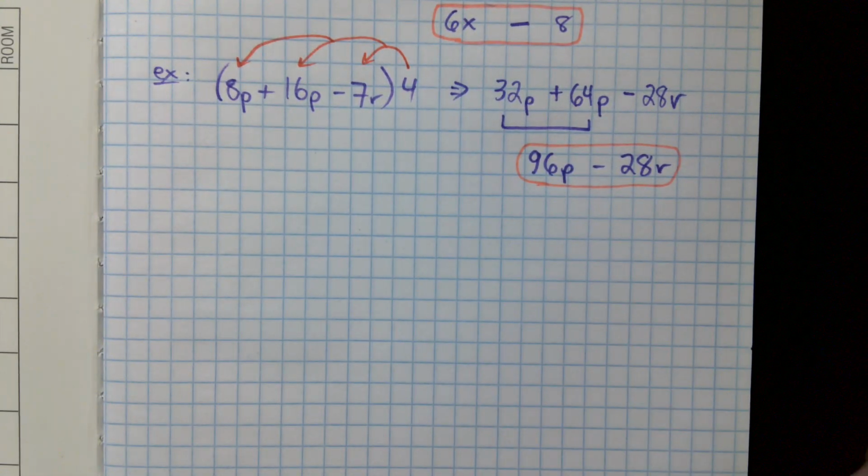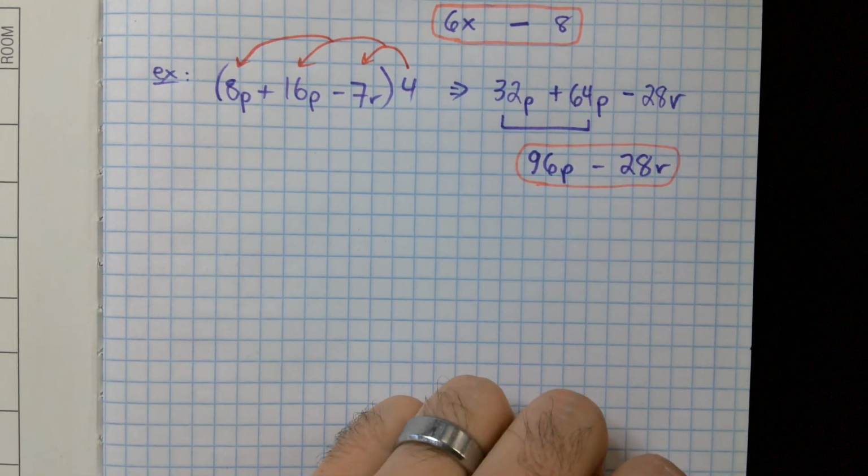Quick show of thumbs. How are we feeling about distributive property? Thumbs up, super good, very easy. Thumbs sideways, kind of struggling. Maybe a little bit. Thumbs down, just woke up right now this second. Okay. Good. Mostly thumbs up, which is great.